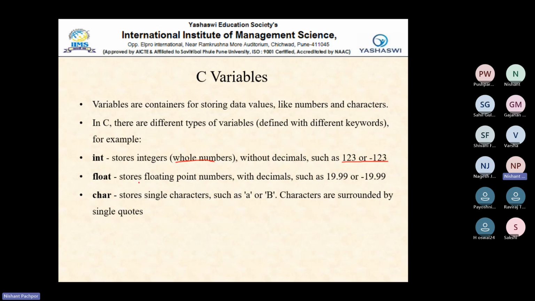Float data घेत असेल, the data will be stored in the form of decimal this way: 19.99 or minus 19.99. This is the data with a decimal point. When you take a character as a data type, you can take it as small a, capital B. All these are the examples we have. But when you are storing a string, it will be stored in double quotation. Suppose I want to store A, B, C, then we write it in double quotation. This is called a string. So आपण double quotation मध्ये लिहित असाल तर we can use a string here.